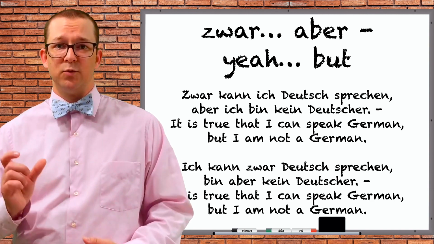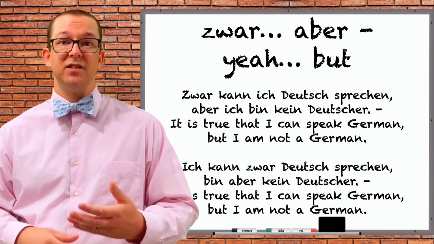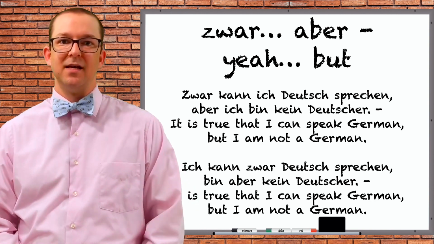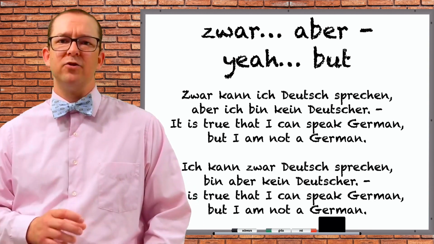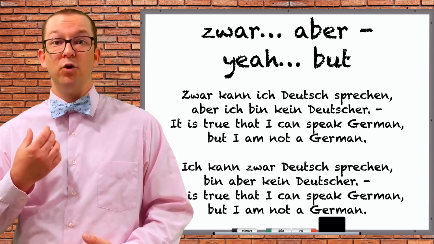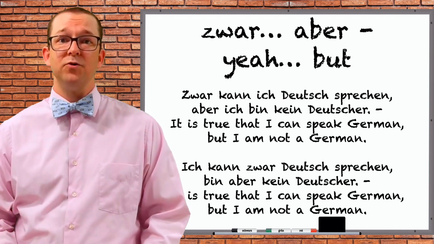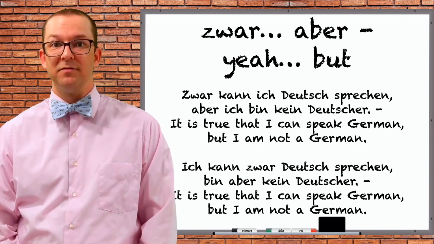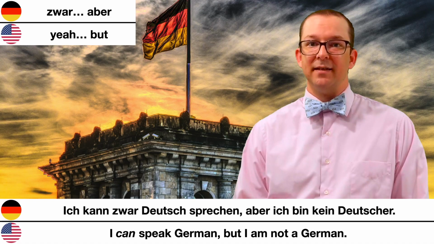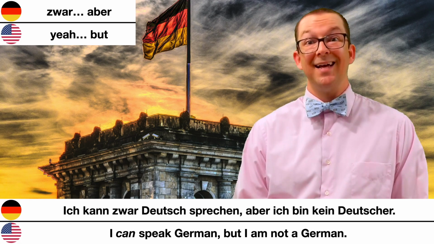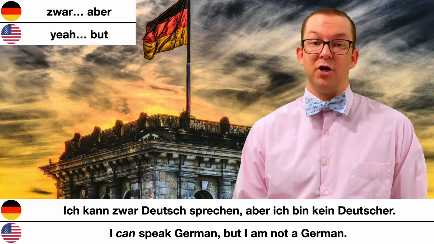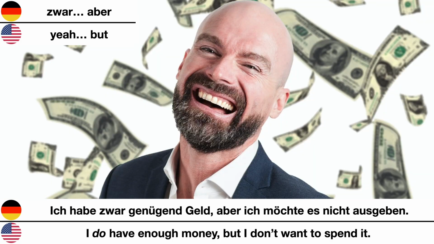If you start a sentence with zwar, you are drawing attention to the it's true part of the sentence. If you move zwar, it could be better translated in English by adding vocal emphasis on the helping word. Sometimes this is a form of being, but it can also be a modal verb, like in these examples. Ich kann zwar Deutsch sprechen, aber ich bin kein Deutscher. I can speak German, but I'm not a German. Ich habe zwar genügend Geld, aber ich möchte es nicht ausgeben. I do have enough money, but I don't want to spend it.